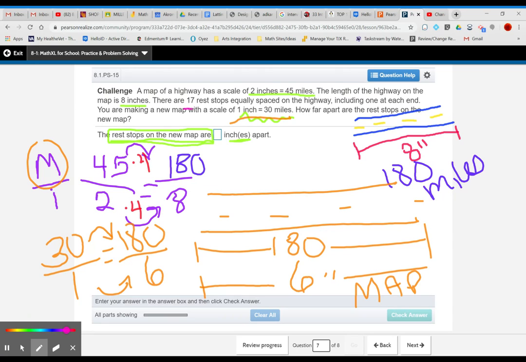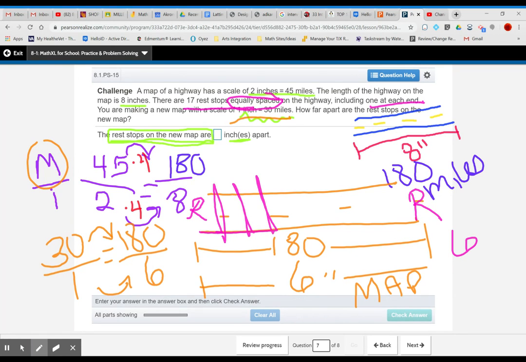Okay, so there are 17 rest stops equally spaced, one at each end. So I have a rest stop here and a rest stop here. So then I need to divide it up. If I take this area of 6 inches and I divide it into 16 even pieces. Now the reason I'm doing 16, because from here to here would be 1, here to here, like this kind of thing. So when I divide it, it'll give me my final one, but it won't necessarily account for the first one. So it would be 16 plus 1 to get my 17.